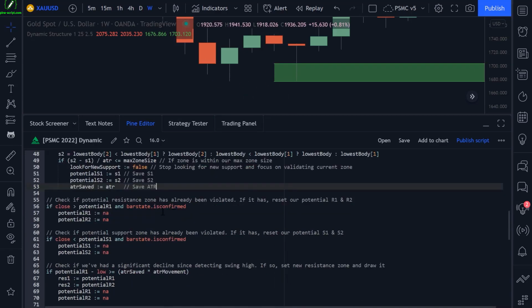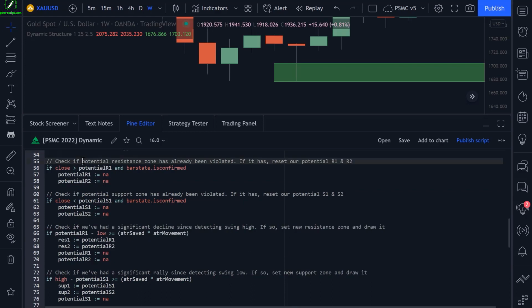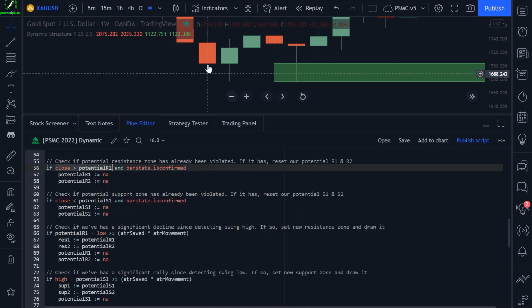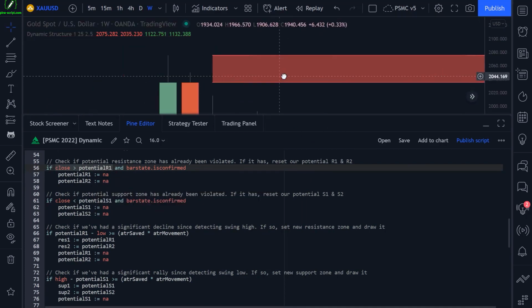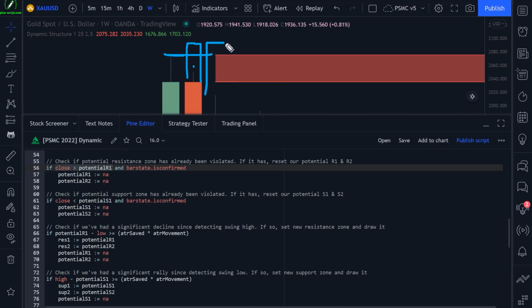So then moving on, here we check if our potential resistance zone has already been violated. If it has, then we reset our potential R1 and R2. So if the current bar's closing price is greater than our potential R1, so when this swing high was detected, if we had gotten a candle close on this bar here that was higher than that swing high, or the next bar, then we would have reset our potential R1 and R2 to NA, and the script would just begin looking for a swing high again.